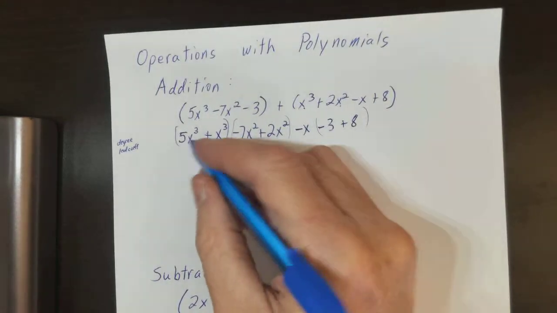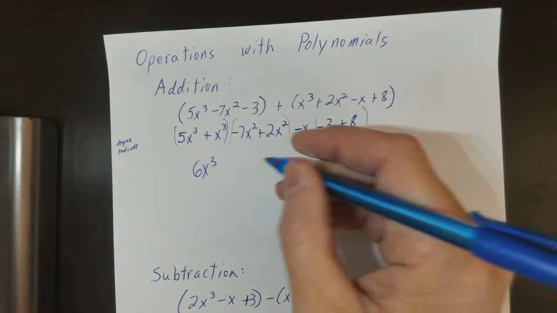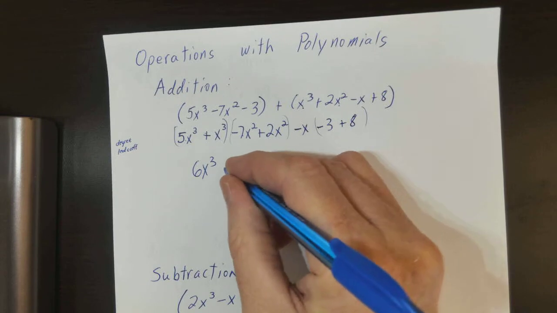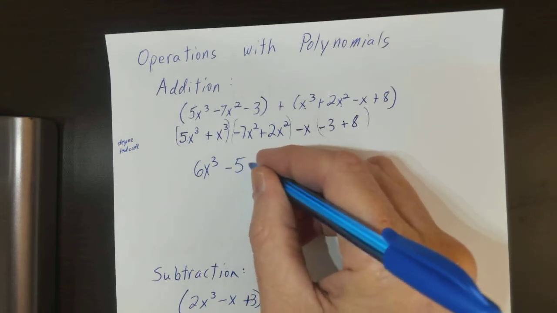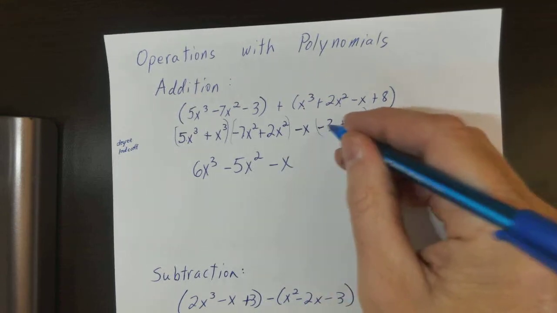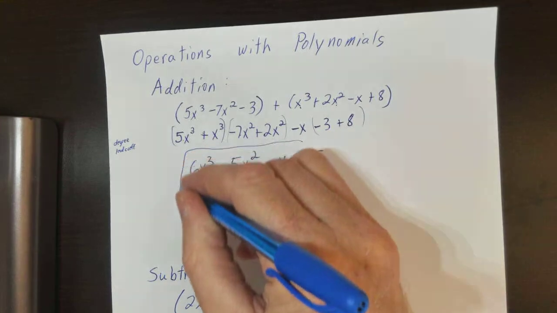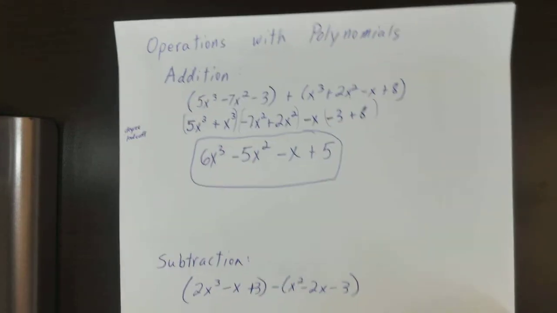5x to the third plus 1x to the third is 6x to the third. Negative 7x squared plus 2x squared is negative 5x squared. I have the negative x, and then negative 3 plus 8 is 5. Okay.